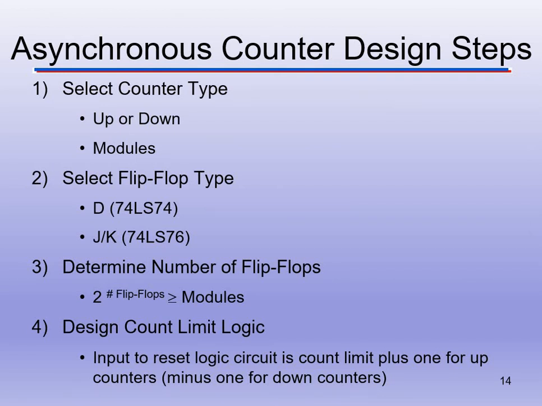If we want to do an asynchronous counter design, the first step is to choose our counter type. Are we counting up or counting down? That tells us the modulus we're going to pick, meaning how many states we need. Then we select whether to use a JK or a D flip-flop, determine the number of flip-flops, and determine the count limit.